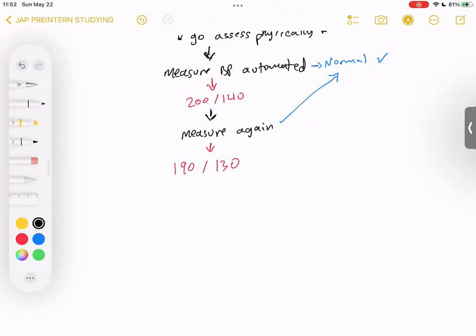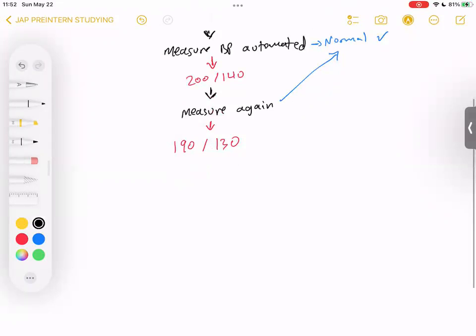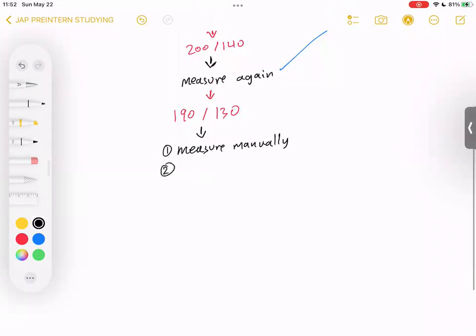Anybody has ideas? Use a different machine. What kind of machine are you going to use? Manual blood pressure machine. Good. So the things you can do to troubleshoot this is, one, measure manually. Okay. What else? Anything else can falsely elevate? Use a different arm. Different arm, different cuff. Great. So two, a different arm, right? Three, the cuff might be too small, right?